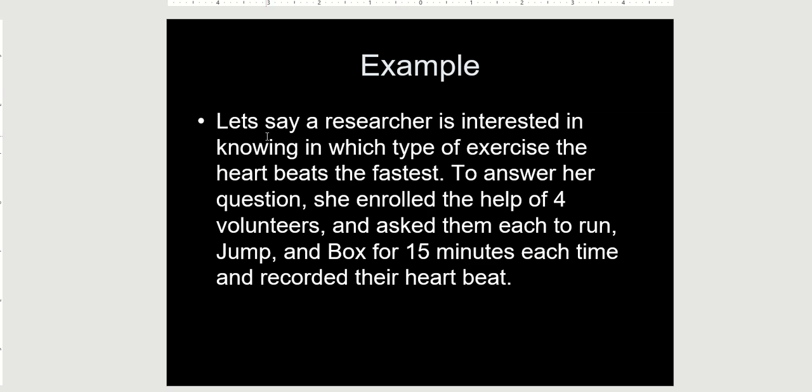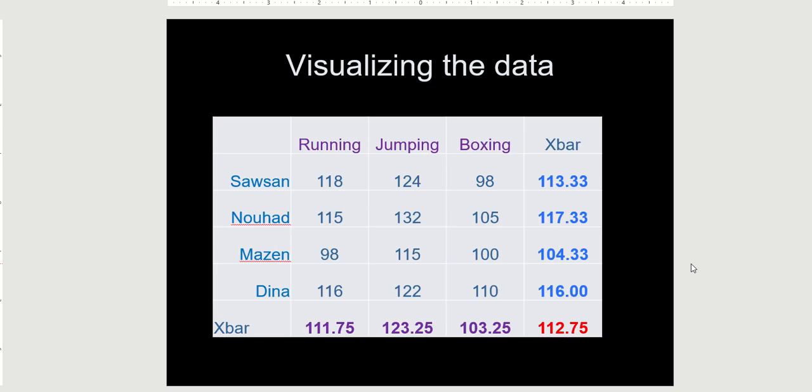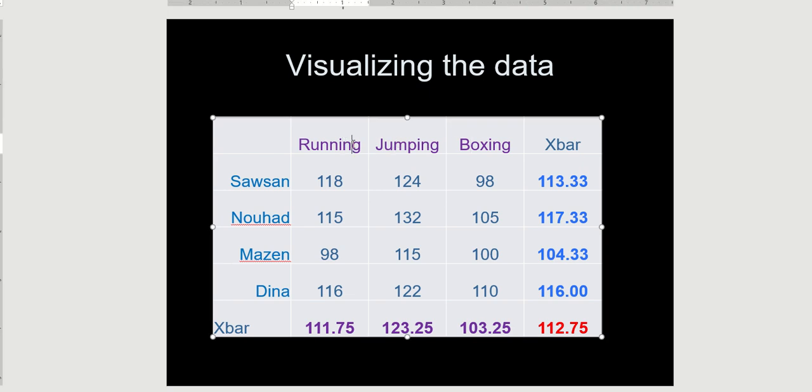So here's an example. Let's say a researcher is interested in knowing in which type of exercise the heart beats the fastest. To answer her question, she enrolled the help of 4 volunteers and asked them each to run, to jump, to box for 15 minutes each time, and recorded their heartbeat. So you have the data here. Running, jumping, boxing, these are the different groups. This is my independent variable. I have 3 levels. My outcome is heartbeat.